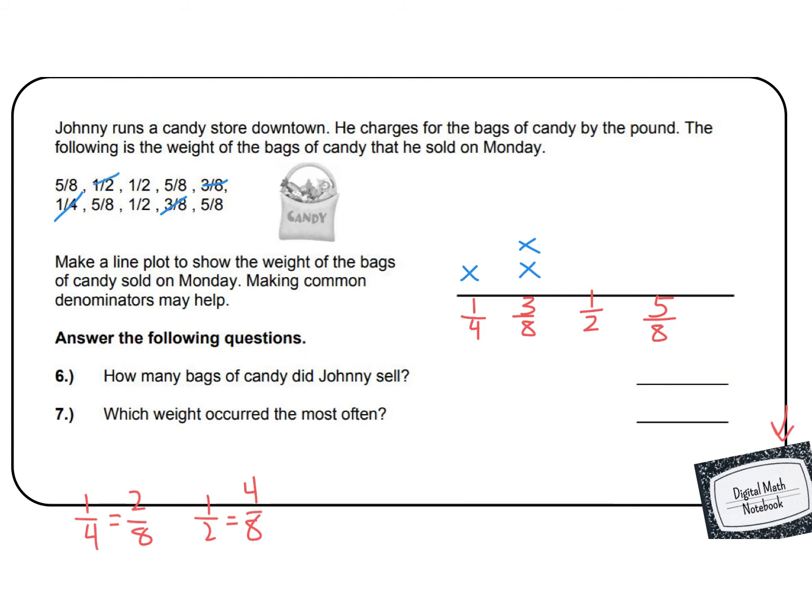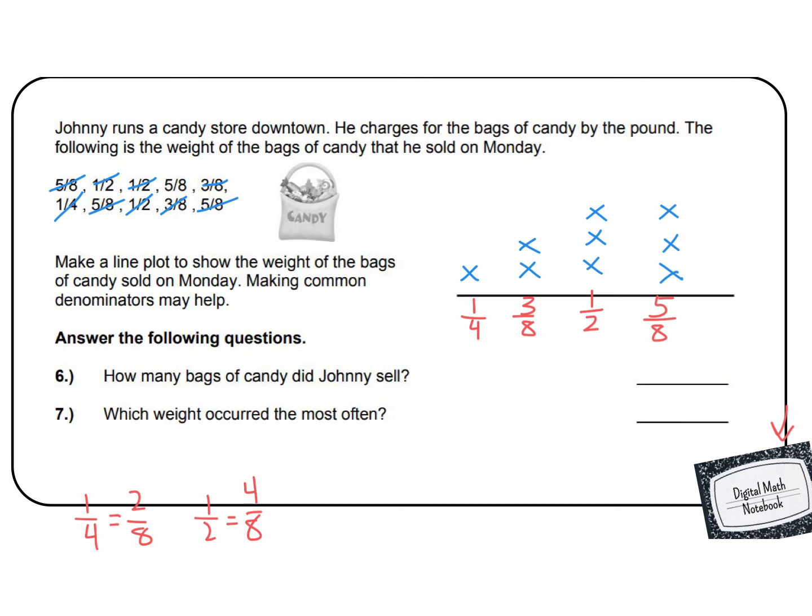We have three 1/2s, so 1, 2, 3. And we have three 5/8s, so 1, 2, 3. And now that we have our graph, we can answer some questions about it. The first question says, how many bags of candy did he sell?